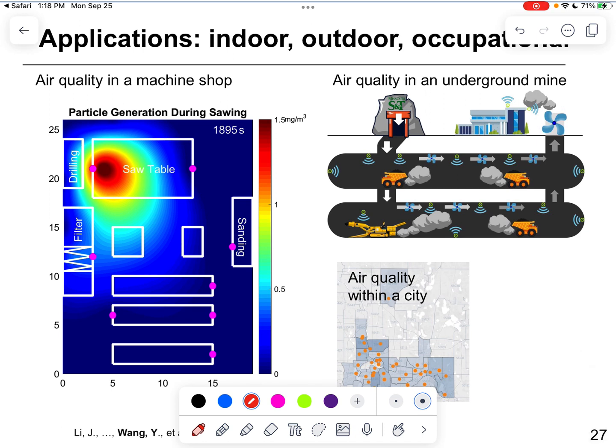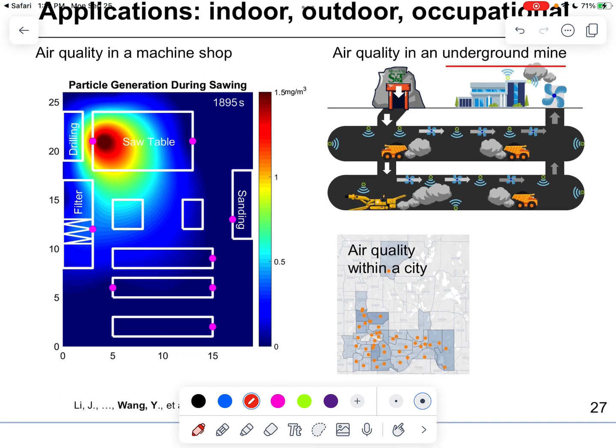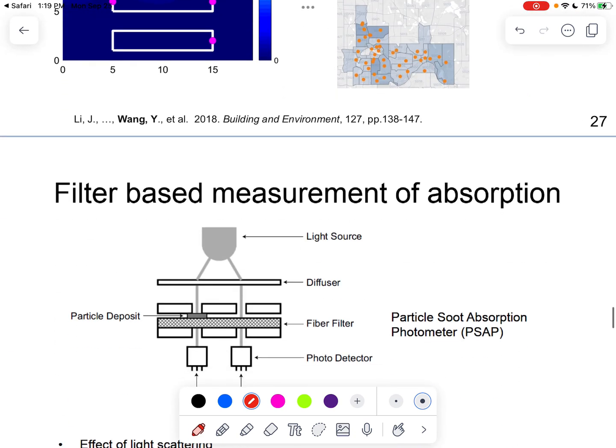So right now, there are different applications of these air quality sensor mapping, air quality sensor deployment, right? So for example, we have done some work to deploy the sensor network in the machine shop, in the underground mine, and we have also been analyzing the air quality sensor deployment, let's say the mapping data within a city, to further understand whether there are exposure disparities.